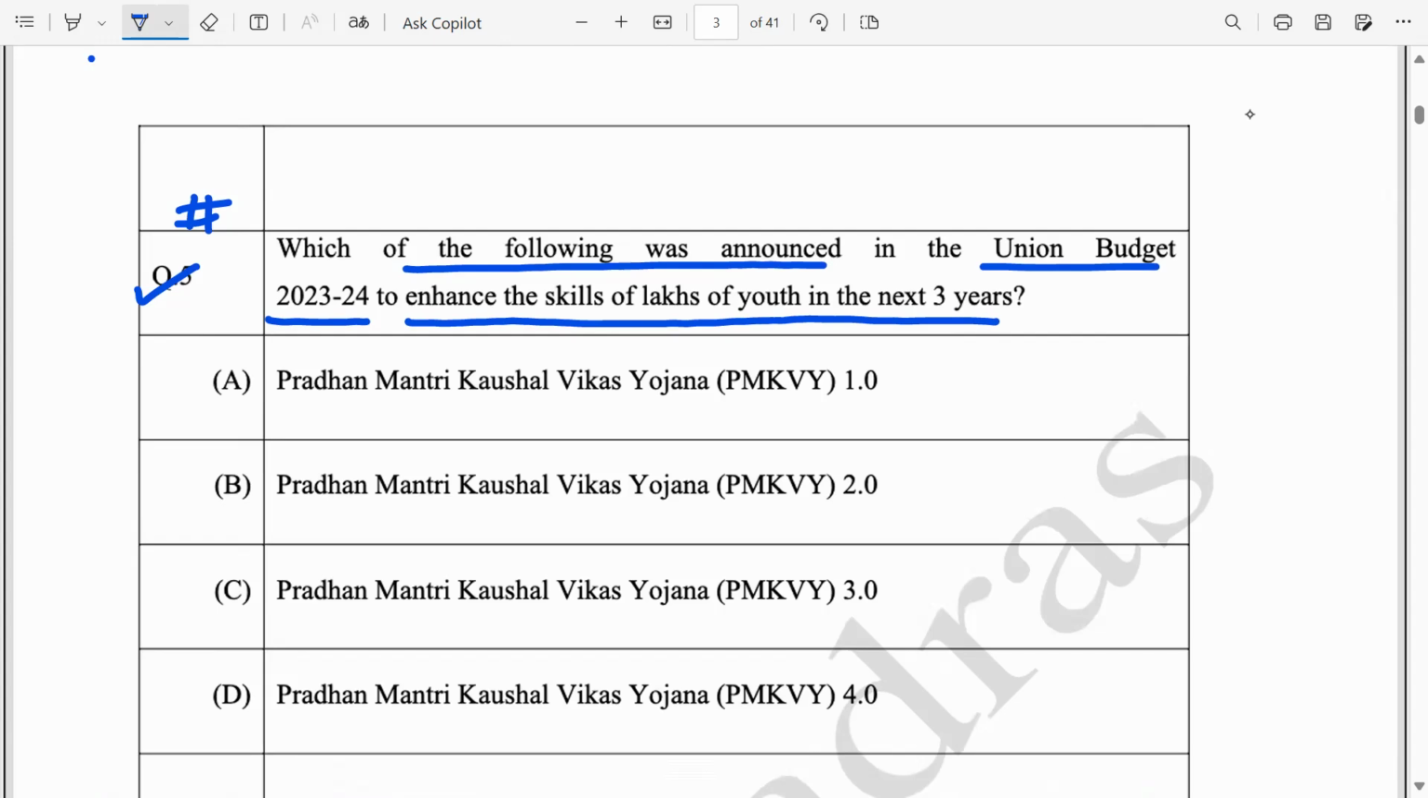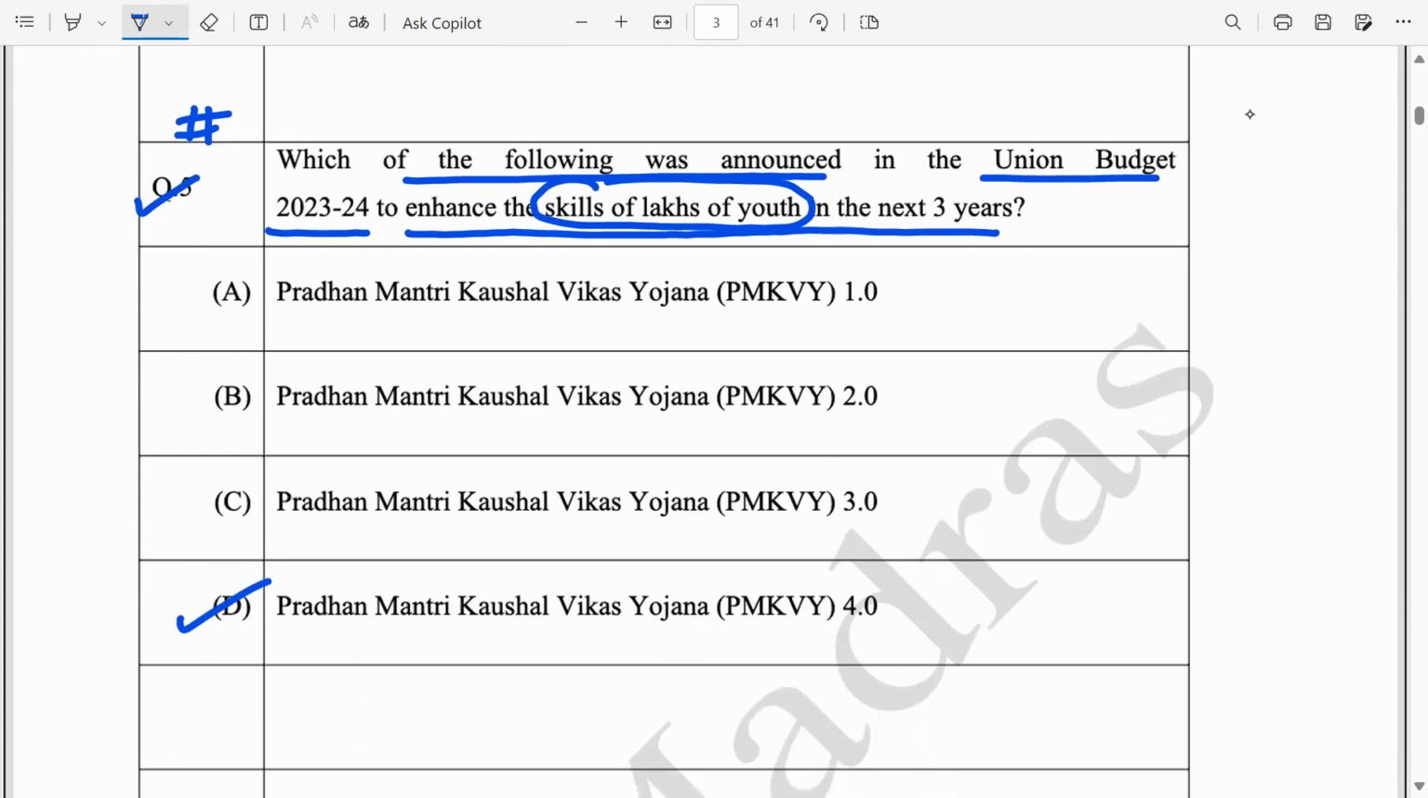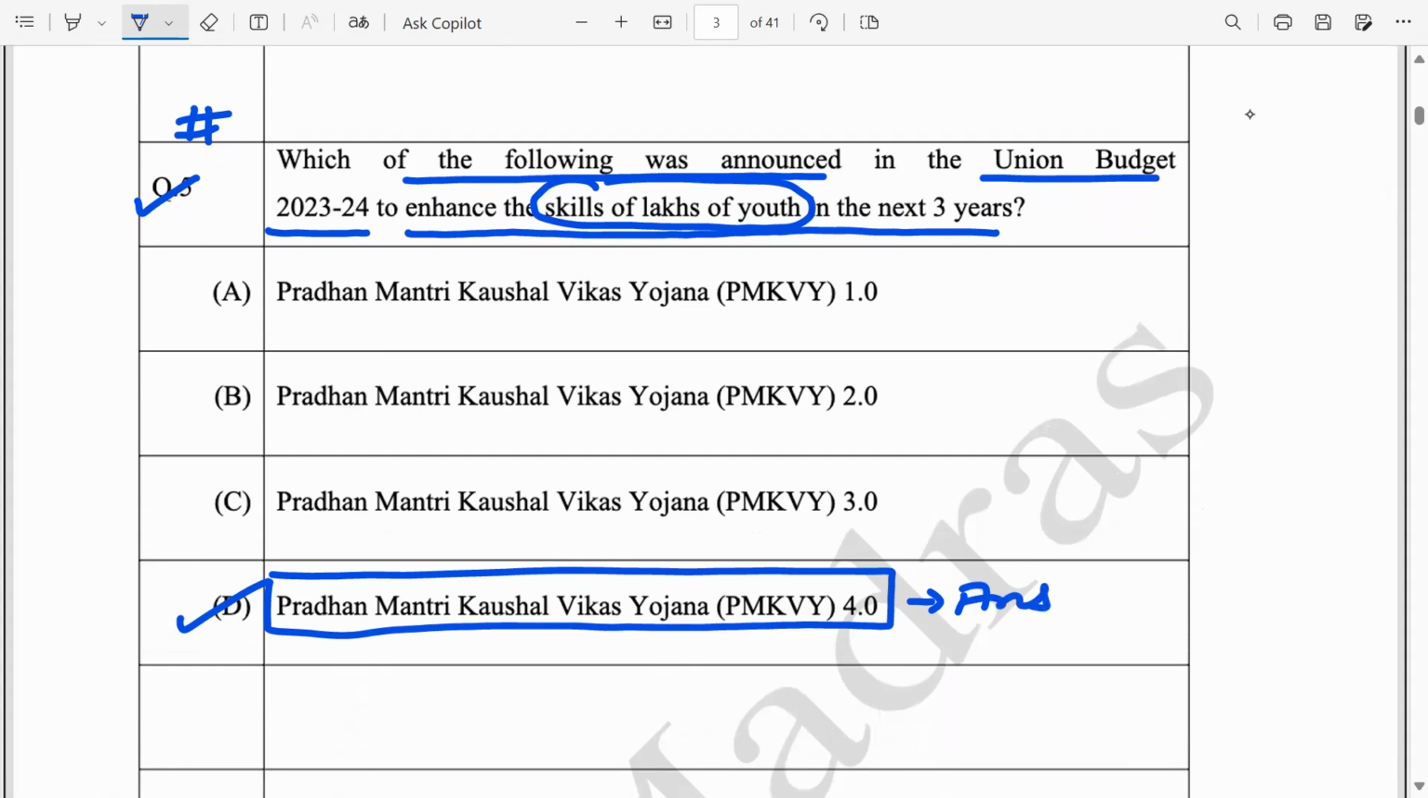If you look at all these yojanas, majorly they are all based on Kaushal. We know that the Pradhan Mantri Kaushal Vikas Yojana focuses on enhancing the skill of the youth. But which edition was there? If you look at the options, the latest edition is the Pradhan Mantri Kaushal Vikas Yojana 4.0. So this is the answer for this question. Although all the options contain the same name, the versions are different. The latest version of this Yojana is 4.0, which was announced in the Union Budget 23-24 to enhance the skill of the youth. Hoping students have understood this.